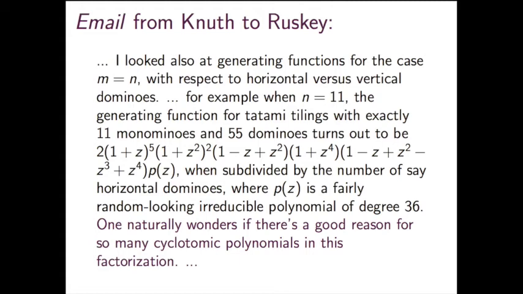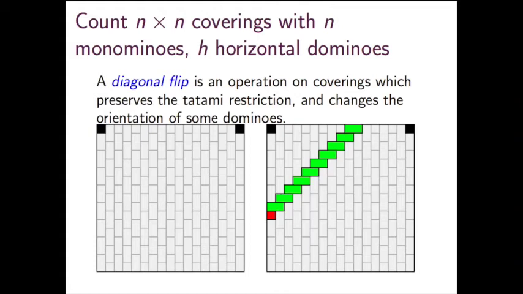Right, so this was counting n by n coverings with n monominoes and a particular number h of horizontal dominoes. And we can use the structure to define an operation on tatami coverings which preserves the tatami restriction and changes the orientation of some dominoes. This is what we use to count the things that Don Knuth was referring to.